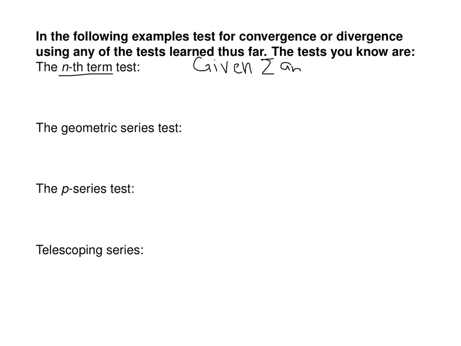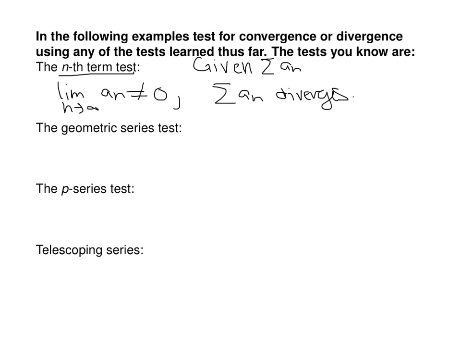What the nth term test says, or the test for divergence, is that if the limit as n goes to infinity of the terms is not equal to 0, the series diverges. It doesn't mean that if the limit goes to 0, the series converges. It just will tell you that it's going to diverge no matter what.